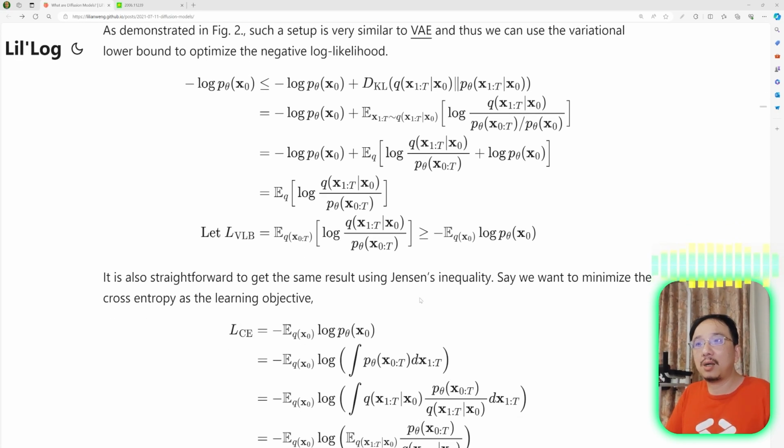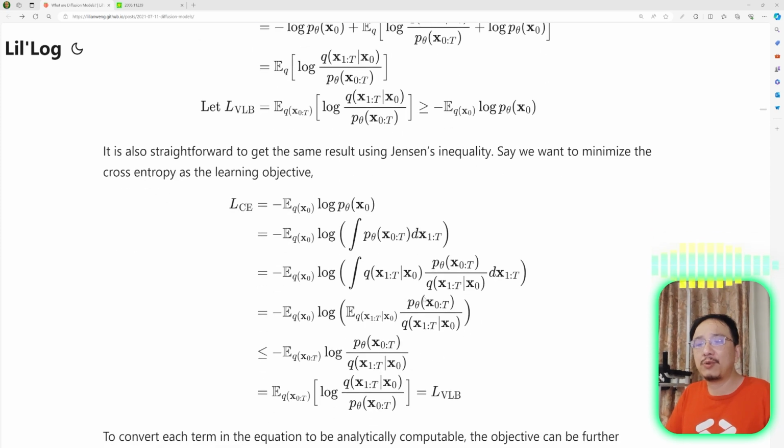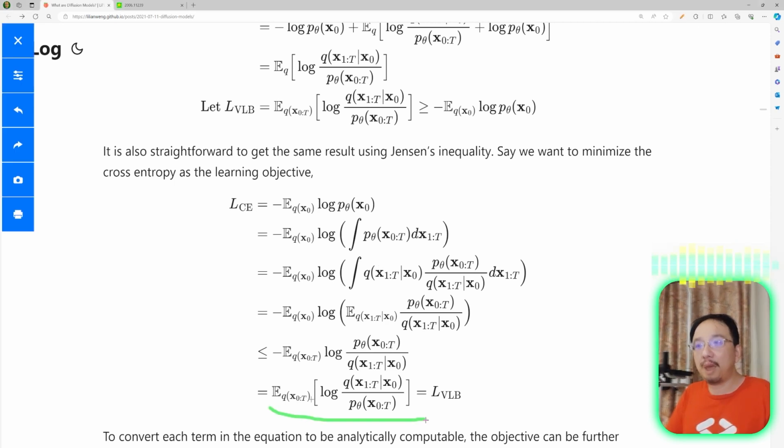There's an alternative way to derive the formula by using the Jensen inequality. But anyway, we can use this formula, LVLB, instead of directly optimizing the cross entropy.